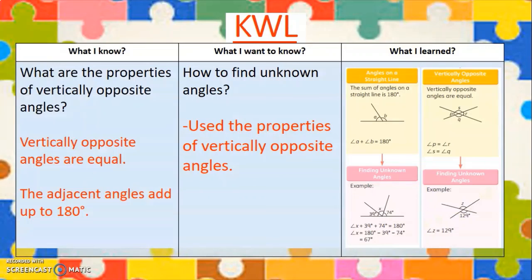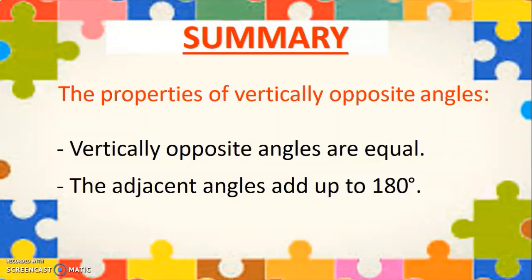What did you learn in this lesson? You learned how to find the angles using the properties of vertically opposite angles. To sum up our lesson, the properties of vertically opposite angles: first, the angles are equal, and the adjacent angles add up to 180 degrees.